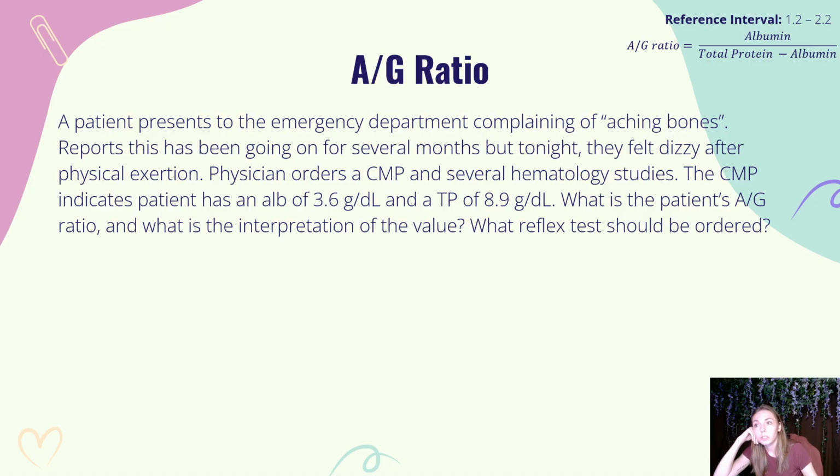The physician orders a CMP, so a comprehensive metabolic panel, which is basically the fancy version of our metabolic panels that we do in chemistry, as opposed to the basic metabolic panel, which is basic. They order a CMP and several hematology studies. The CMP indicates the patient has an albumin of 3.6 and a TP of 8.9. What is the patient's AG ratio and what is the interpretation of this value? What reflex test should be ordered?